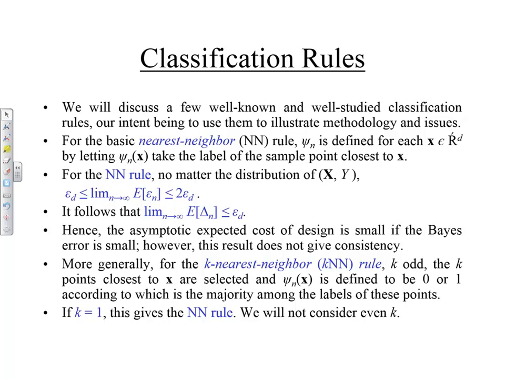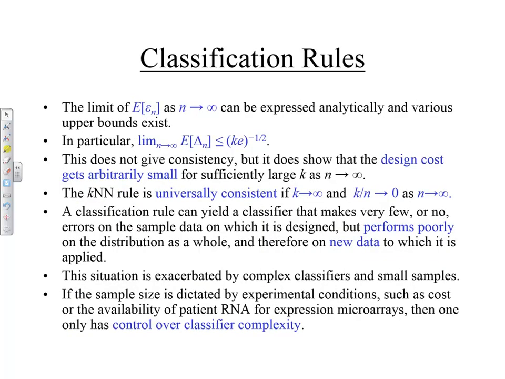The k points closest to x are selected, and psi n of x, the class label, is defined to be 0 or 1 according to whatever is the majority among the labels of these k nearest neighbors. If k is equal to 1, then you get back the nearest neighbor rule. And for obvious reasons, we will not consider even k, because if you have even k, you may have to break ties.